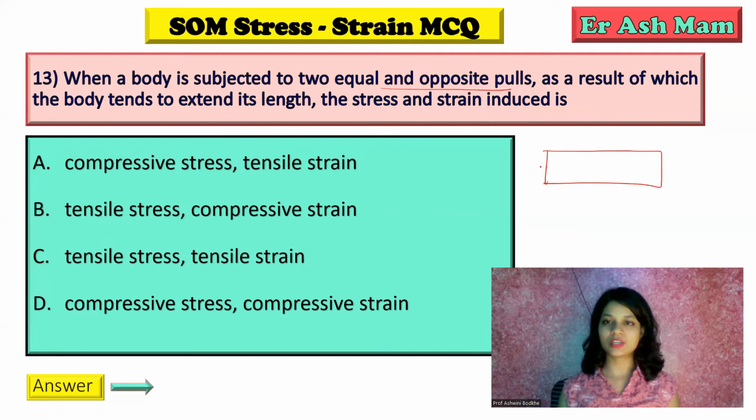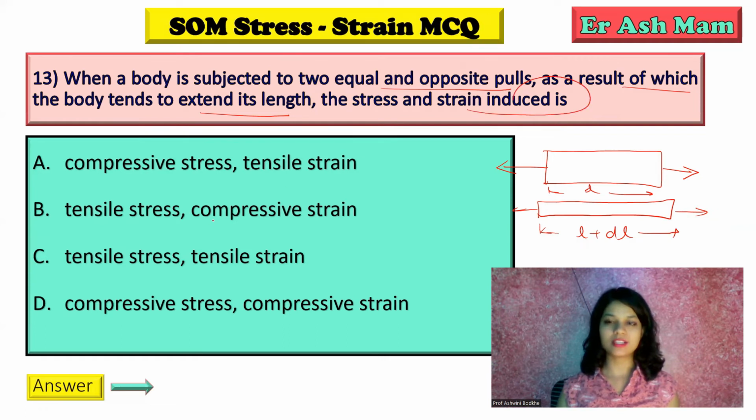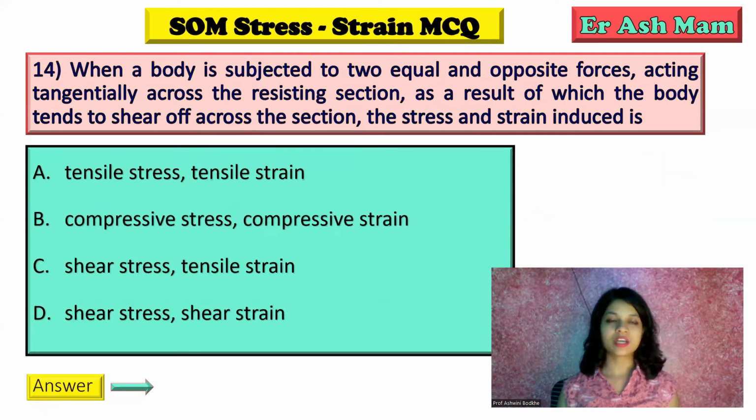When a body is subjected to two equal and opposite pulls, for example, if it is a body and it is subjected to two equal and opposite pulls, as a result of which the body tends to extend its length. This was original length. Now it's extended length, L plus dL. The stress and strain induced is called as tensile stress and tensile strain. Where is option C? Tensile stress and tensile strain. Answer C is correct.